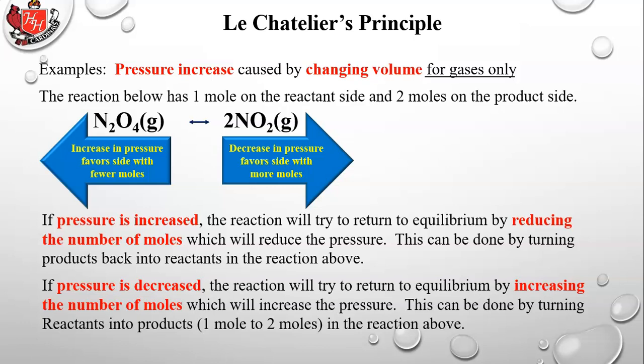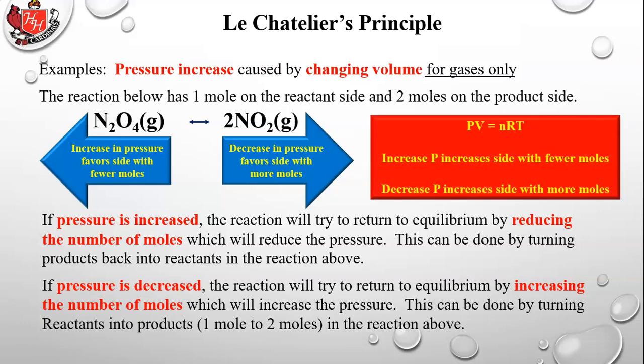So again, to summarize, if you increase the pressure, it wants to lower it back down so it's at equilibrium again. That means it will want to go from the side that has more moles back to the side, or forward, whichever way, to the side that has fewer moles. If you decrease the pressure, it wants to increase it again to get back to equilibrium, so it will go from the side with fewer moles to the side with more moles.